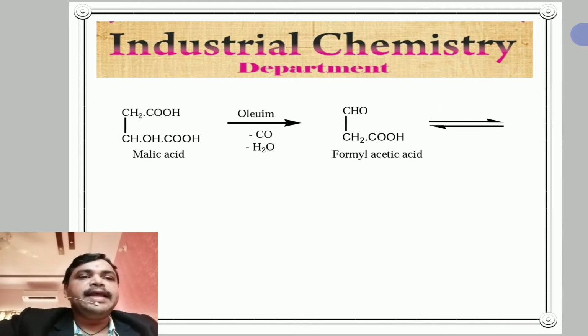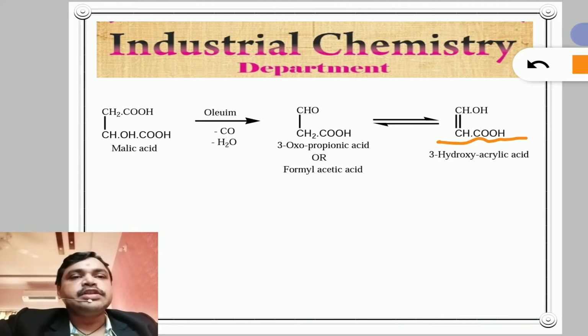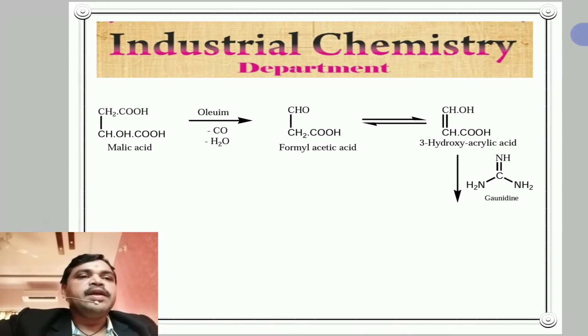Now this formyl acetic acid, we arrange its structure and get this type of structure, and we also write this structure as 3-hydroxyacrylic acid. This is the 3-hydroxyacrylic acid and this structure is formyl acetic acid. Formyl acetic acid is also known as 3-oxopropionic acid. Now this 3-hydroxyacrylic acid is reacting with guanidine.